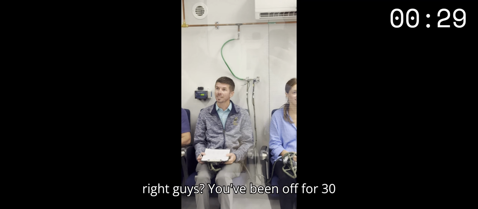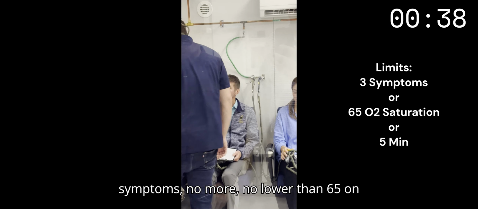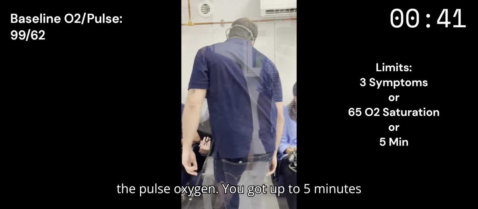Right, guys, you've been off for 30 seconds. You feel their first symptom already, and it will be coming on shortly. So remember, our objective today is 3 symptoms, no more, no lower than 65 on the pulse ox, and you've got up to 5 minutes to do that.